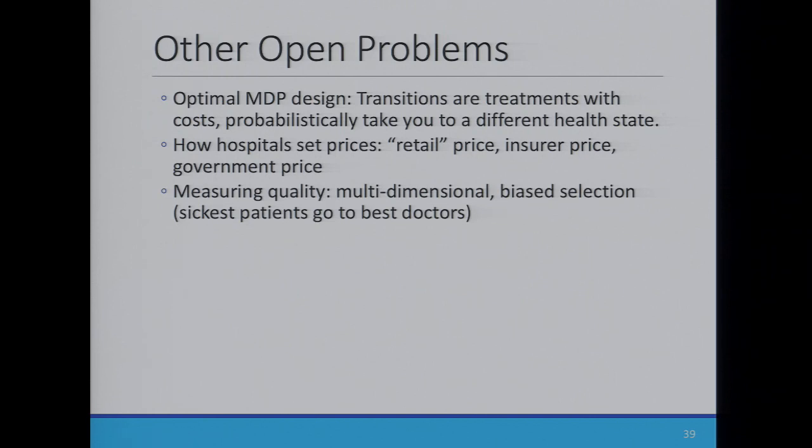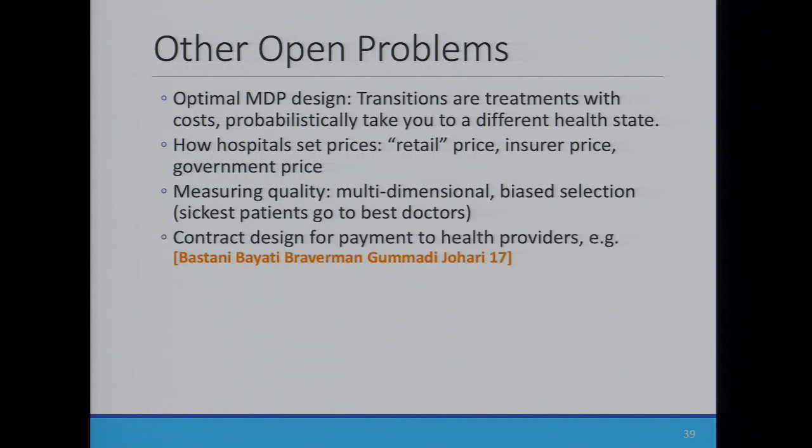Okay, so another problem is measuring quality of care. There are some aspects to it that are complex, like the fact that care is multidimensional. How long did it take? Did you have to come back to the hospital? There are all these different features. And also there's selection bias, because the sickest patients tend to go to the best doctors, and the healthier patients to the less good doctors. So what would you do to measure quality of care? You can't just use something like Yelp here.